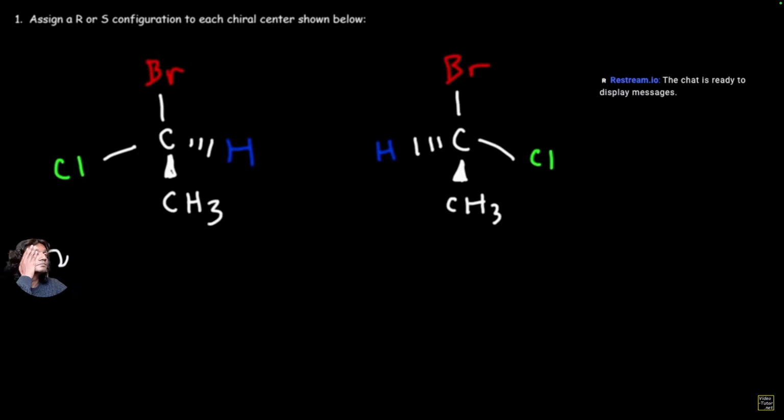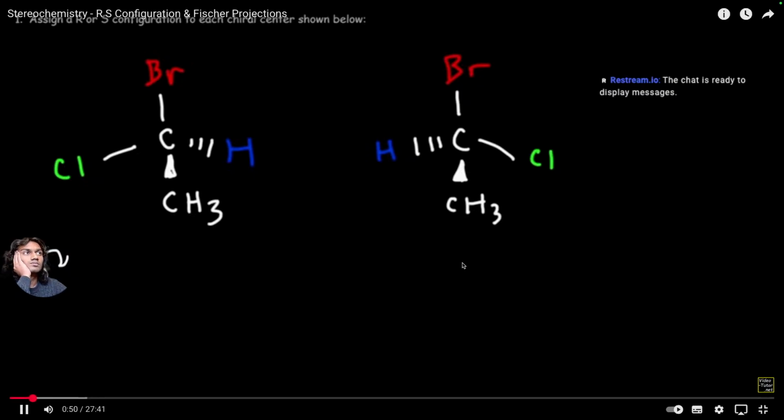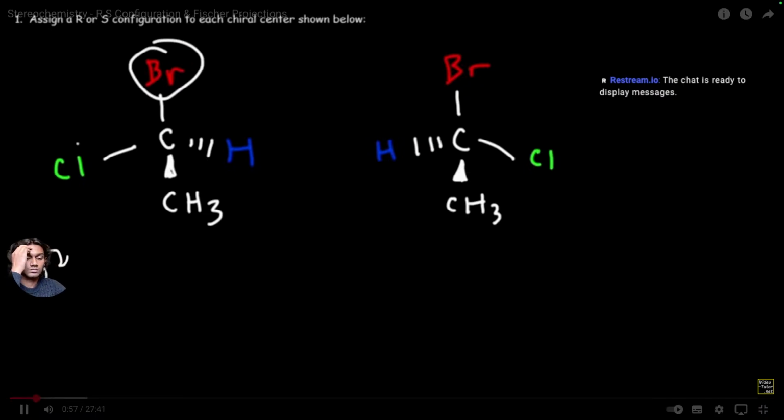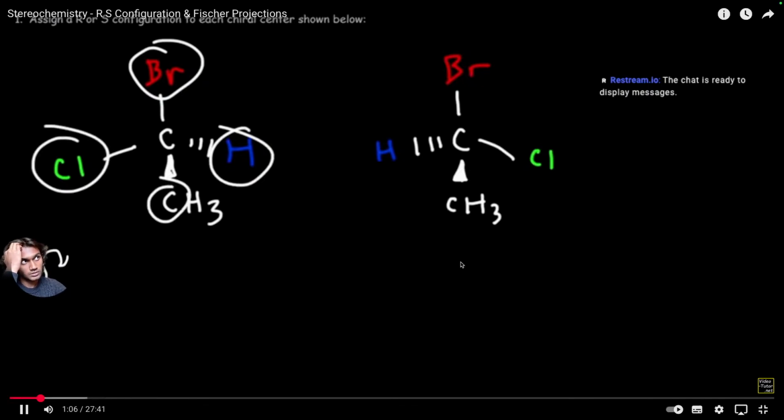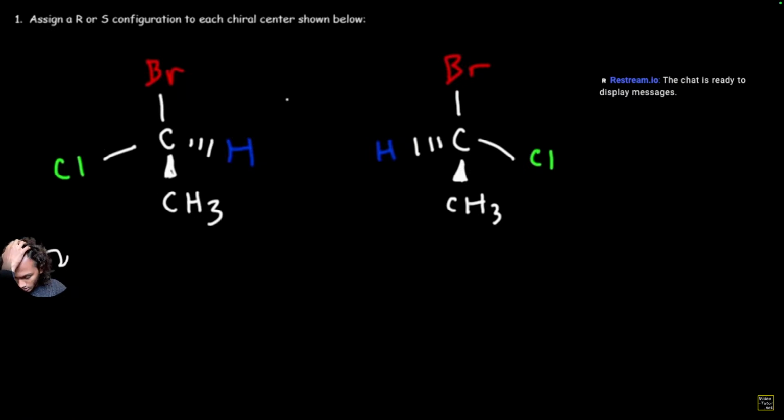Group number 1 is going to have the highest priority. And the way we determine priority is based on atomic number. So looking at these 4 atoms, bromine, chlorine, carbon, and hydrogen, which of these 4 atoms has the highest atomic number based on the periodic table? Bromine. So if you're using the periodic table, you'll find that bromine has the highest atomic number. So this is going to be group number 1. It has the highest priority. Chlorine has the second highest atomic number relative to bromine. So that's going to be group number 2.